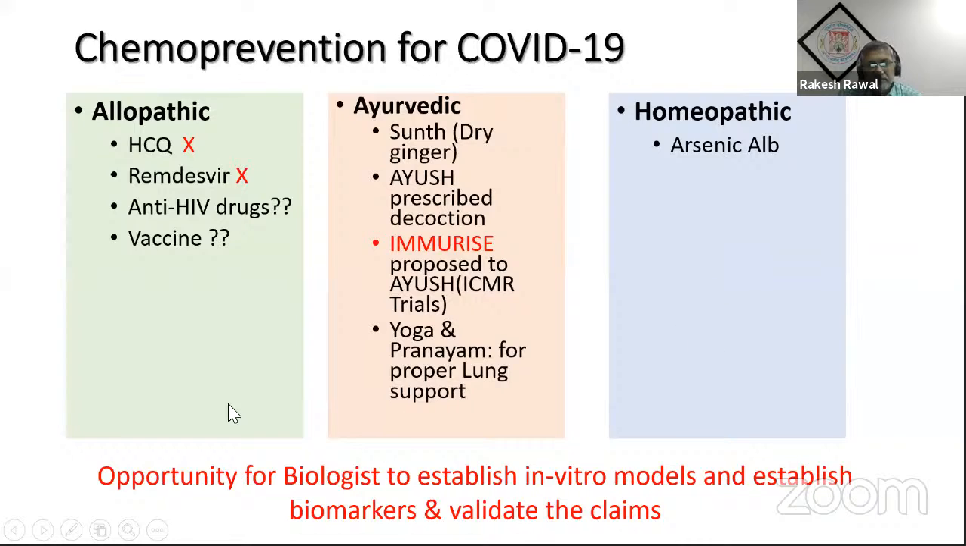Right? That means if you are taking any of these, how do you ensure that you are protected or prevented from this infection? That means we should have some sort of mechanism to assess or validate that, right? So there is a lot of opportunity for biologists to establish an in vitro model and to establish biomarkers to validate these claims. And that's why all of you biologists are gathered here today, so that we can discuss and come out with some real SOPs.